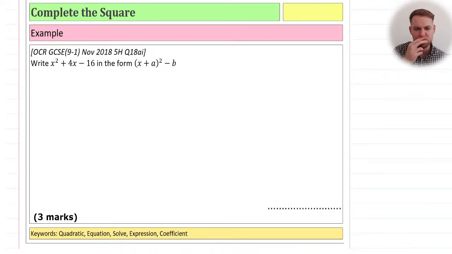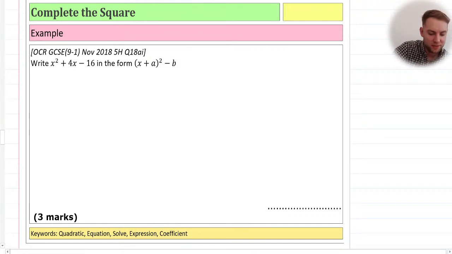So, let's have a go at this one then. We halve that middle number. Notice that, look, this is why I wrote this. It says write in the form x plus a squared. Now, they did say minus b, but that's just because it's going to be a minus in this one. That's not always the case.